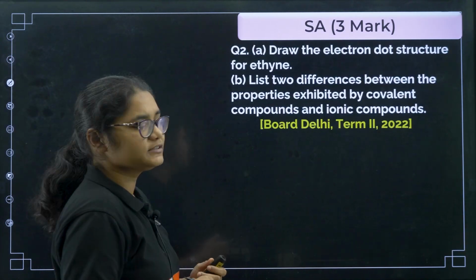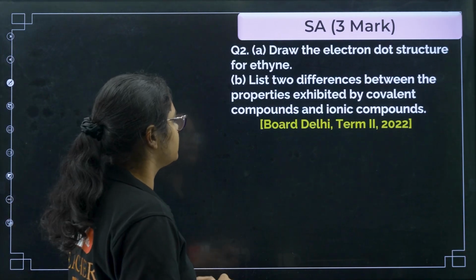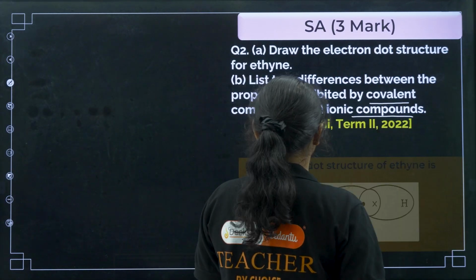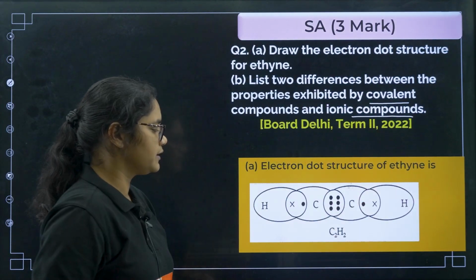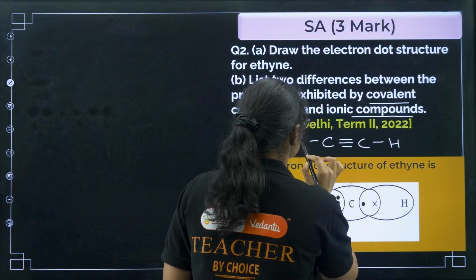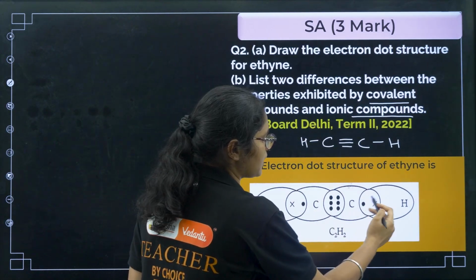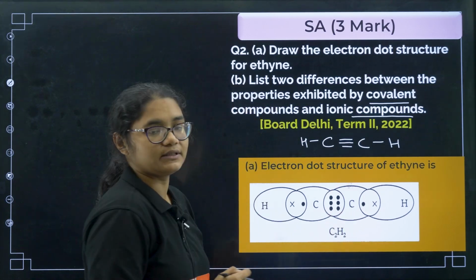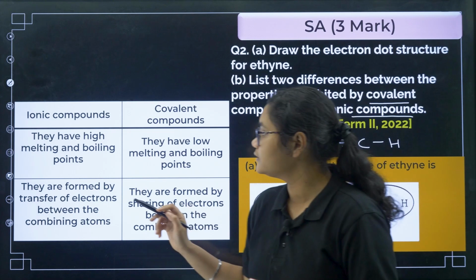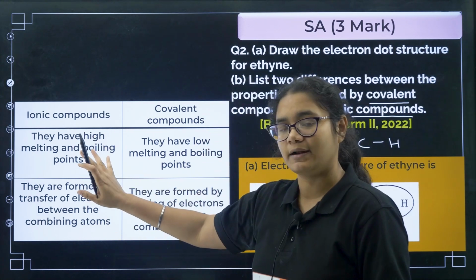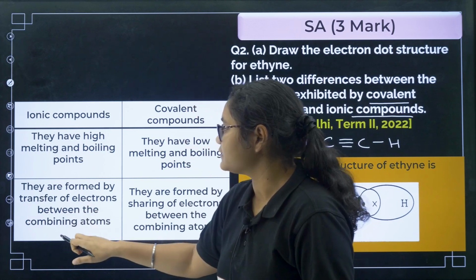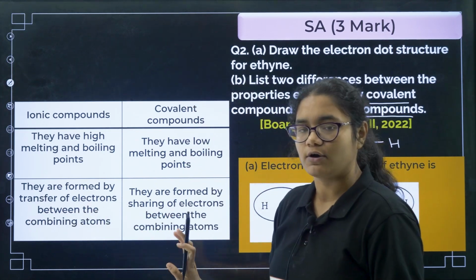Draw the electron dot structure of ethine. List 2 differences between the properties exhibited by covalent and ionic compounds. So the ethine structure is like this. You can see here carbon hydrogen bonds, and 3 bonds between the carbon atoms. And the difference between ionic and covalent compounds: ionic compounds have a high melting point, covalent compounds have a low melting point. Ionic compounds are formed by the transfer of electrons, and covalent compounds are formed by the sharing of electrons.